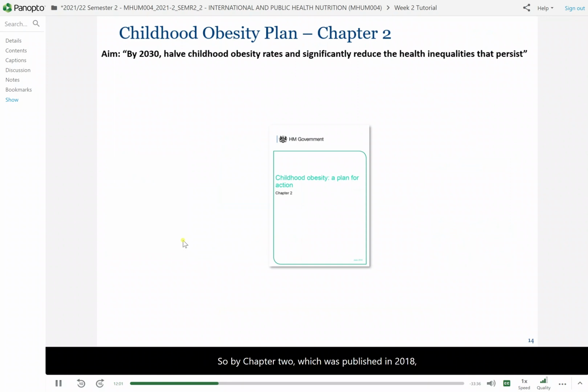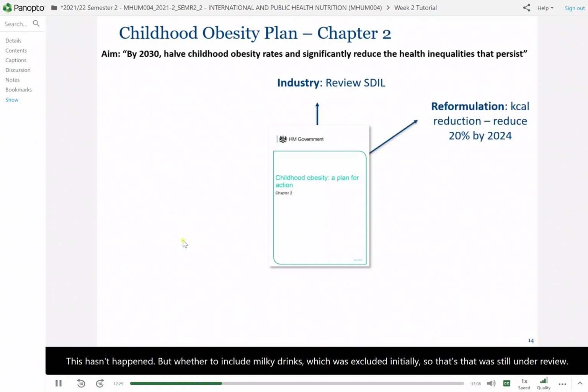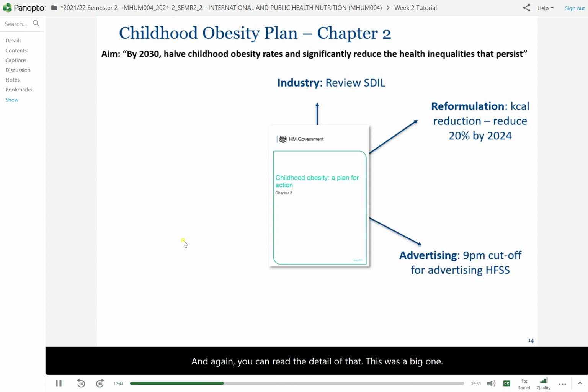So by chapter 2, which was published in 2019, things had moved on a little bit, and there was still this focus on the soft drink sugar, on the sugar tax, but the idea was then to perhaps extend that to include other foods, and this is still an ongoing debate. This hasn't happened, but whether to include milky drinks, which was excluded initially, was still under review. There were still reformulation changes in there, this time not just sugar, but total calorie reduction, with another target by 2024 to reduce calories overall in food categories by 20%. And again, you can read the detail of that.